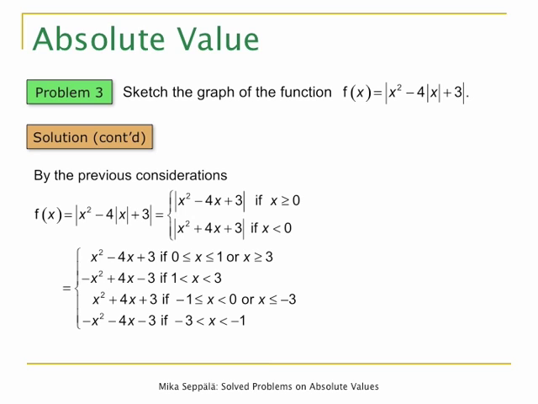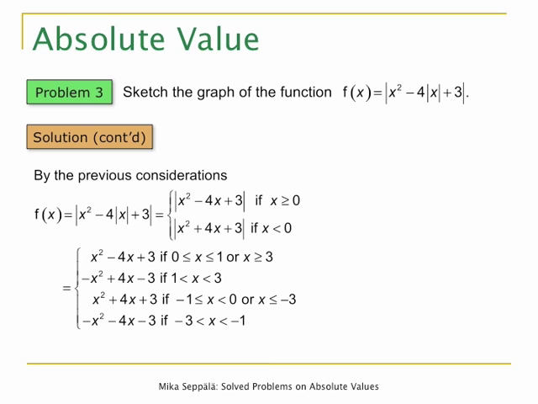Therefore, the absolute value of x squared minus 4 times x plus 3 is negative of x squared minus 4 times x plus 3 if x is between 1 and 3, and it is x squared minus 4 times x plus 3 otherwise. So combining these, we get that the expression for the function f of x is x squared minus 4 times x plus 3 if x is between 0 and 1, or if x is greater than or equal to 3. And if x is between 1 and 3, the expression for the function f of x is negative x squared plus 4 times x minus 3.